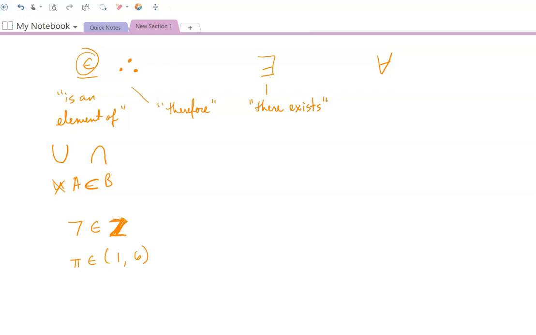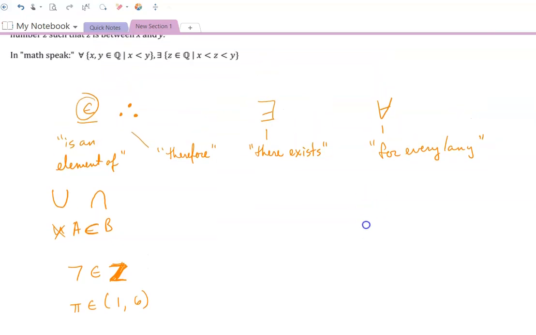Okay, so, I'm going to use these as an example in a minute, but this means there exists or there is. And then the upside down A means for every or for any. Okay, just depending on what makes the most sense grammatically when we're stating it in English.